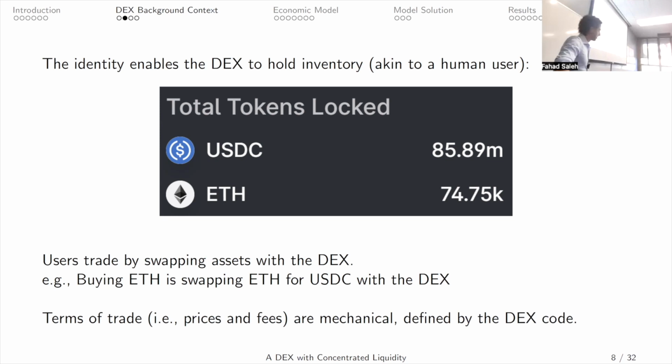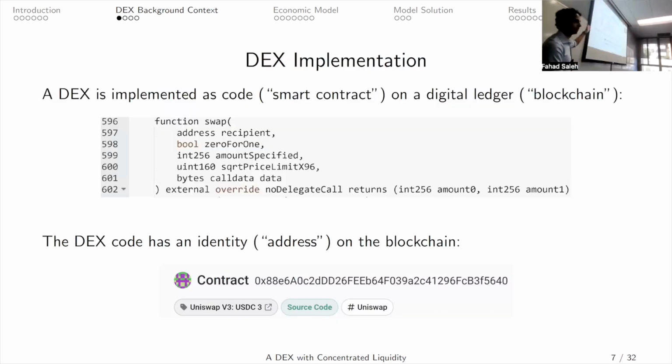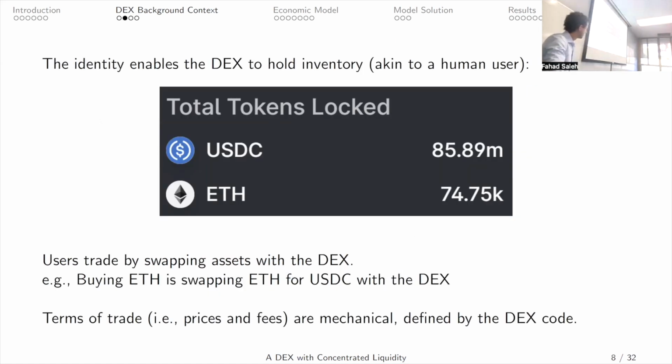Now, if that idea of what exactly a trade is is clear, the only thing you might then be wondering is how the terms of trade are set. The terms of trade, that is the prices and the fees, are set mechanically by the code. I'll show the specific rules without having to show you any more code. The point of showing you the code was just to clarify that it really is just code on a digital ledger. Any questions on this?